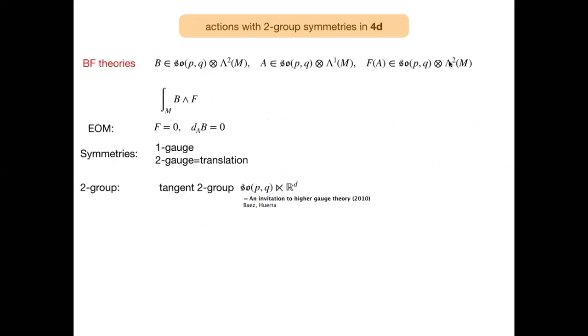So now with that, let's talk about actions. Which type of action has such two-group symmetries? And I'm going to talk about 4D. We could maybe also have a discussion about 3D, but today I'm just going to talk about 4D.